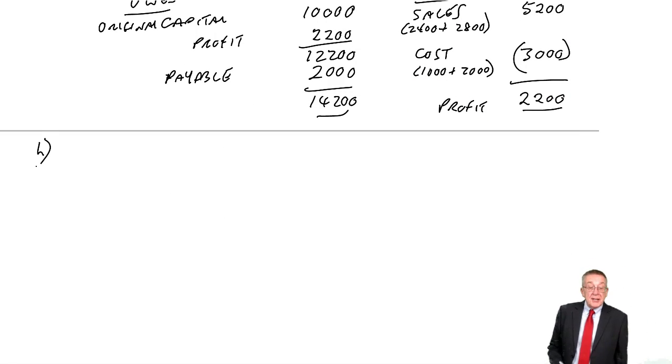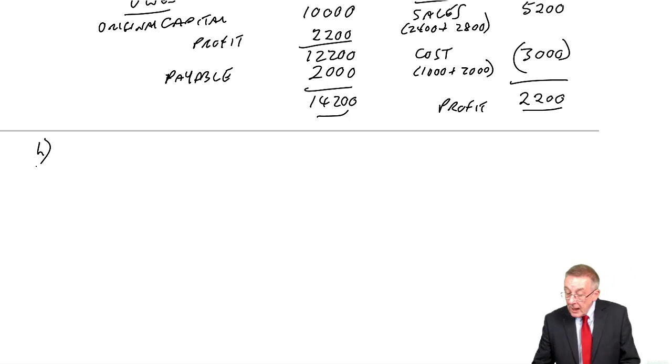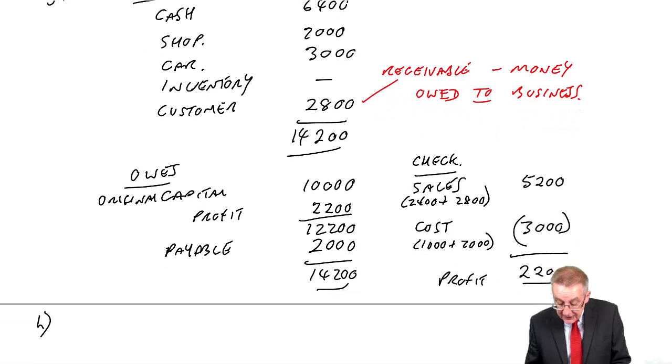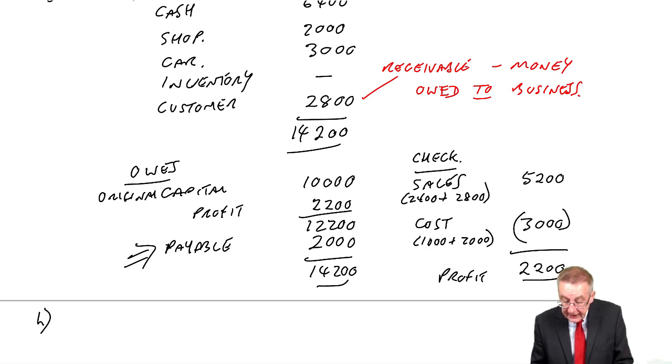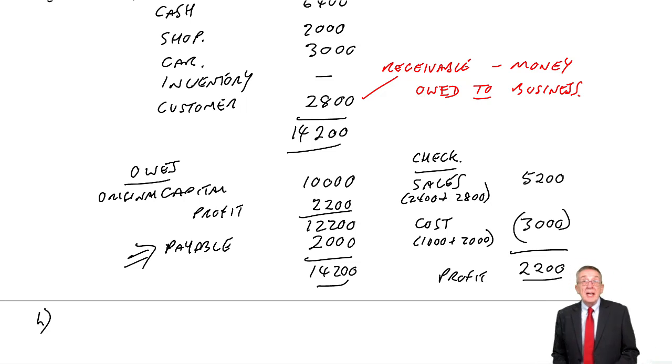The business pays 600 of the amount owing on account. All this means, remember, we owe the supplier 2,000 at the moment. We're going to pay him 600. It says on account, which means we're going to pay 600 of what we owe. The rest of it we'll pay later. It'll still be owing.